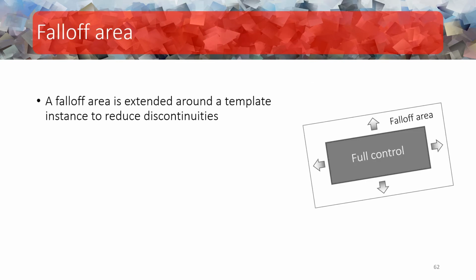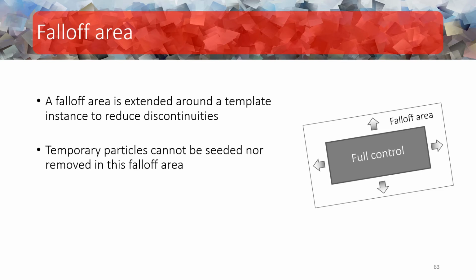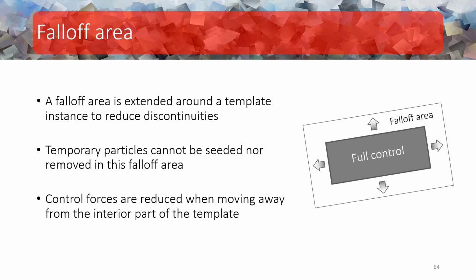In order to reduce artifacts due to control discontinuities at the border of a control area, we extend a falloff area around it. In this area, temporary particles cannot be created nor removed, and control forces are reduced when moving away from the interior part of the template.